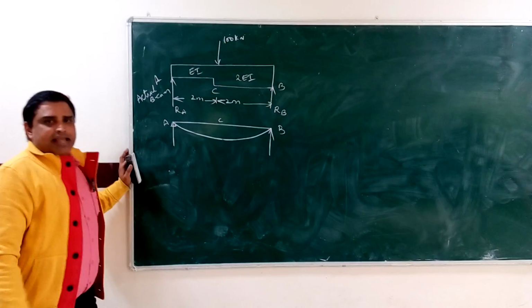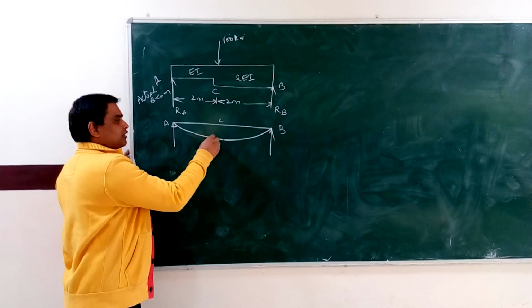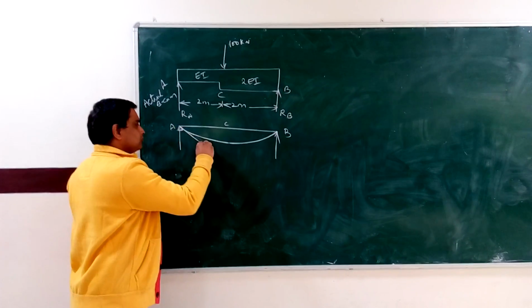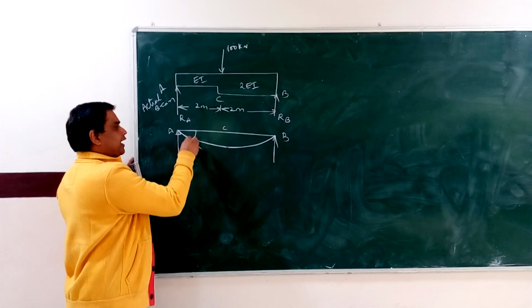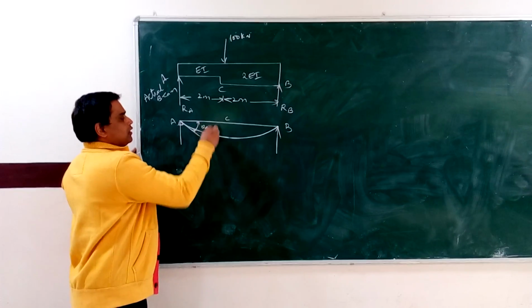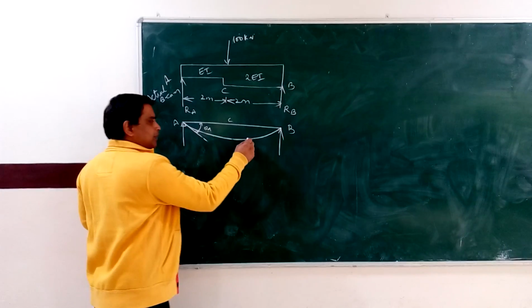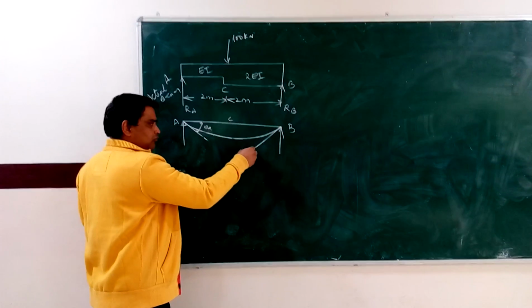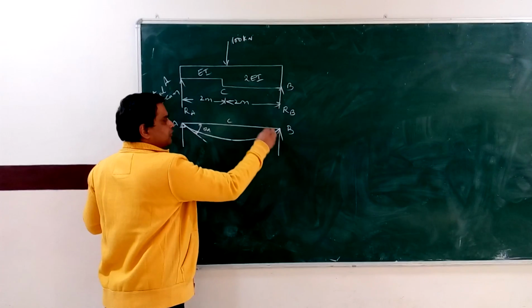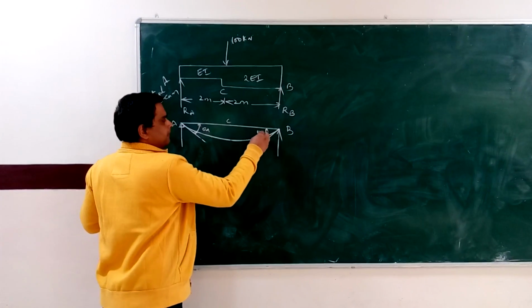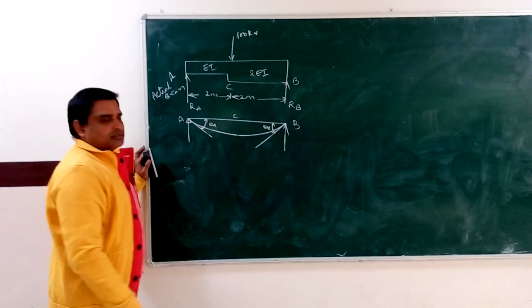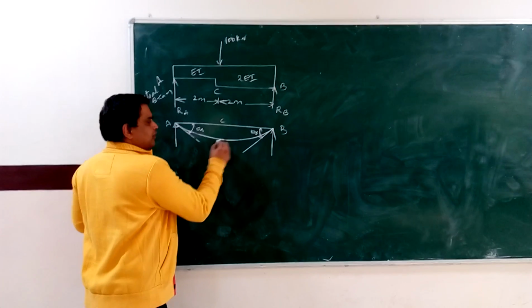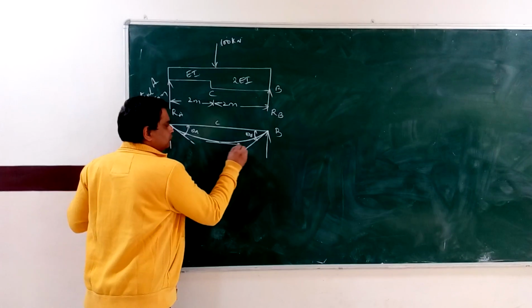Now draw a tangent on the elastic curve, on the deflected curve, at A. This gives the value of slope at A. And now draw a tangent on this deflected shape at B. Draw a tangent on the deflected curve at B. This gives the value of slope at B. And now slope at C. Draw a tangent on this elastic curve at C.